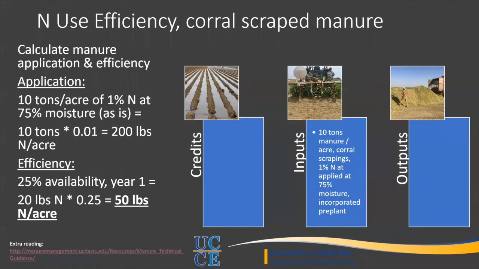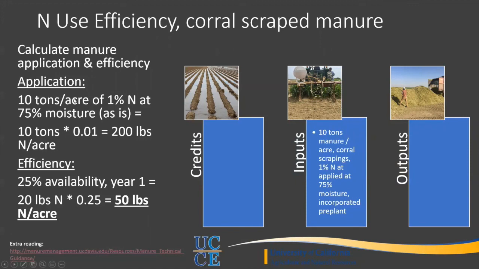Now we're going to move on to another input that this farmer wants to apply to their field. It's corral scraped manure. They're going to apply it at a rate of 10 tons per acre, and they'll be applying it at the 75% moisture that it's found in the stockpiles. They sent a sample of this manure to the laboratory, and it was tested as is at that 75% moisture, and the results came back at 1% total nitrogen.